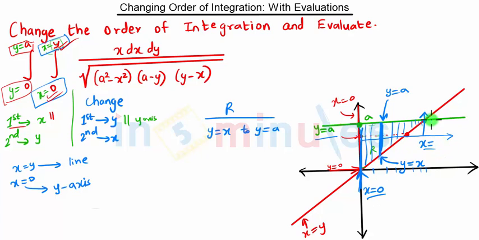So what is this point? This point is nothing but the intersection of this line and this line. This line is y equal to a and this line is x equal to y. So we put y equal to a in this equation, we get x equal to a. So this point is x equal to a. So we are moving this strip from x equal to 0 to x equal to a. So these are now our new limits of integration.